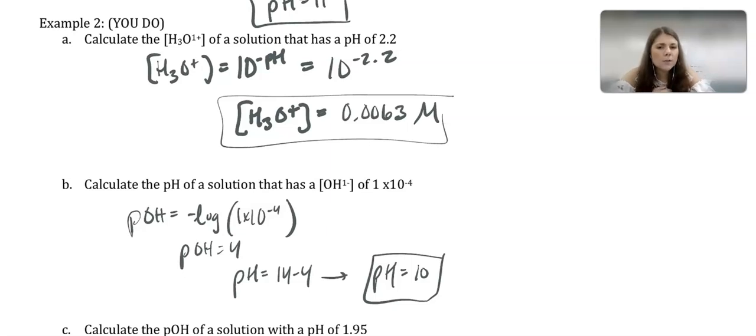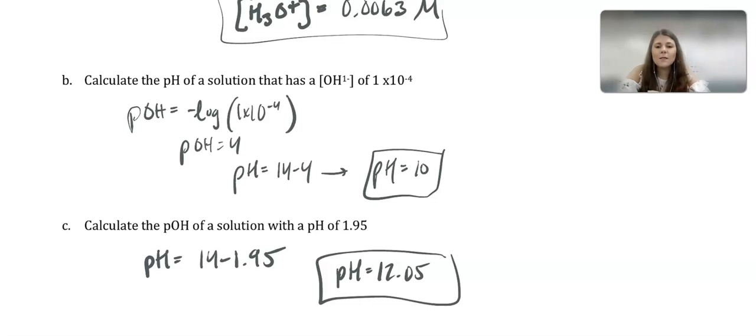Now, if you're a student that's wondering, can I just leave my answer as 10 to the power of negative 2.2? This is not going to be an acceptable answer because you probably need to use this value of 0.0063 molarity for something else. Let's say it asks you further for grams or moles. You're not going to be able to work with 10 to the power of negative 2.2, okay?